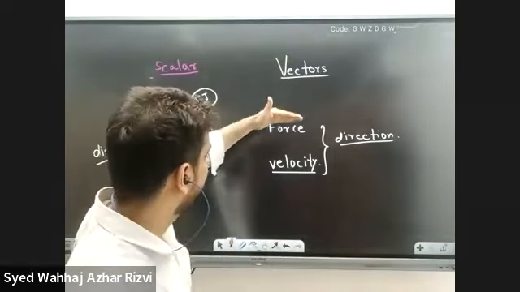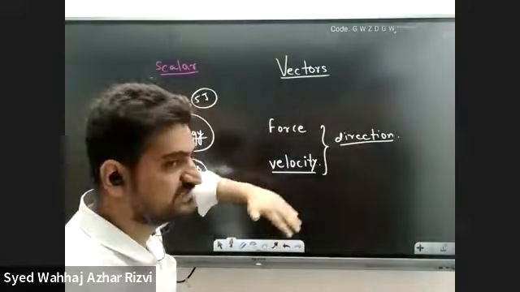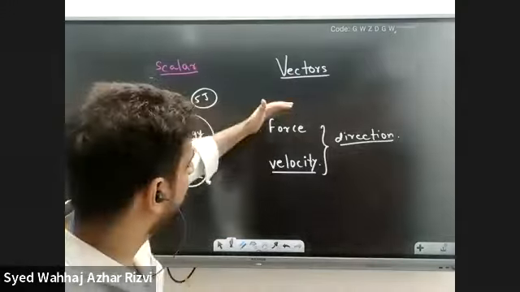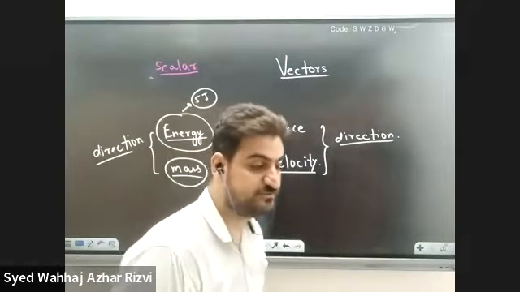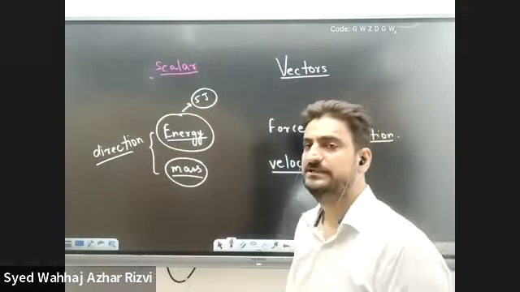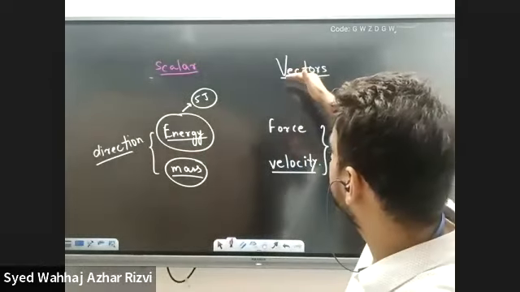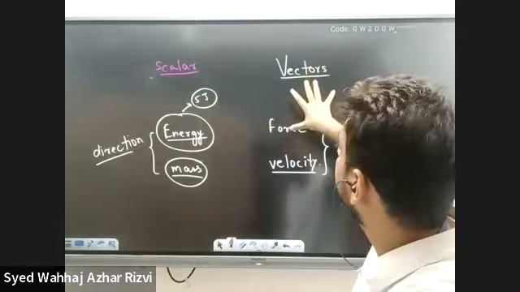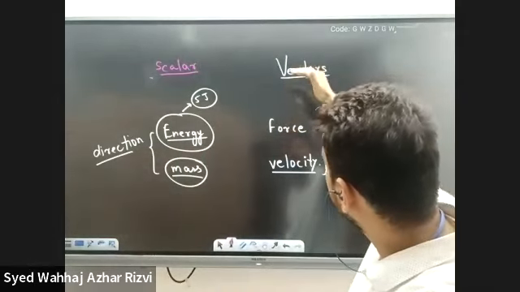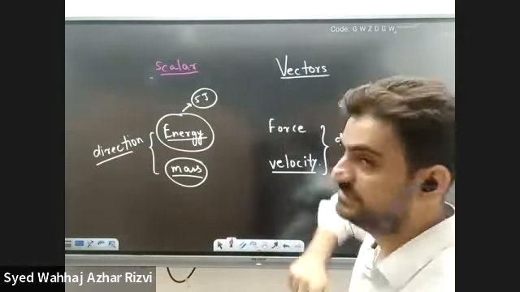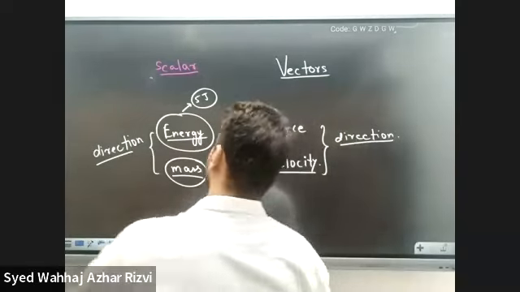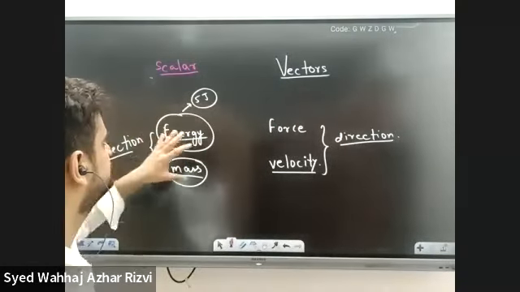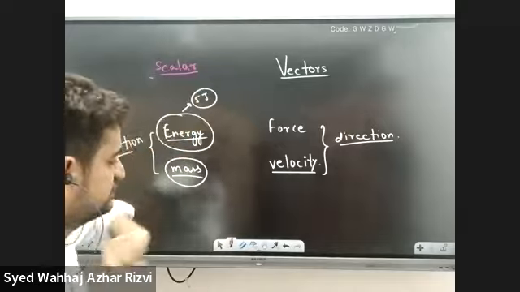What is a vector? Force is a vector quantity, velocity is a vector quantity, and there are many other things like electric field, like magnetic field. There are different kinds of things which have an idea of direction applied with them, and those quantities are known as vector quantities. And the things which do not have any directional attribute are known as scalar quantities.